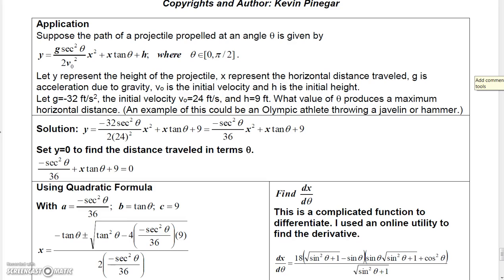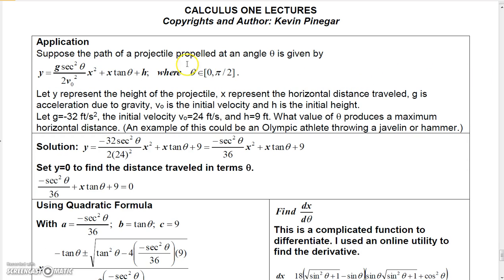Okay, I decided to go ahead and add this application to the section that involves the first derivative test and finding extrema. So let's go ahead and look at this example. It says, suppose the path of a projectile propelled at an angle theta is given by this formula here. And theta, of course, is between 0 and 90 degrees, or pi over 2.